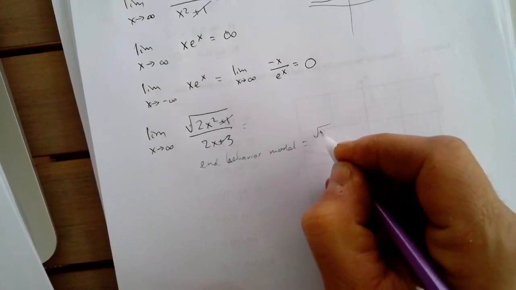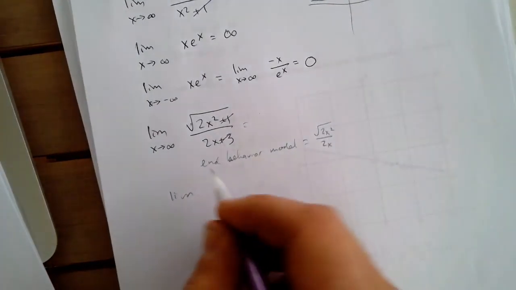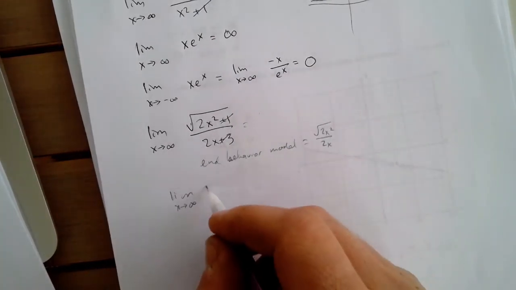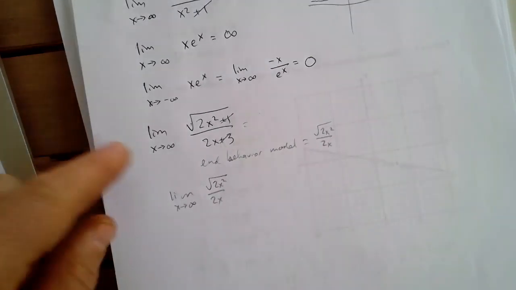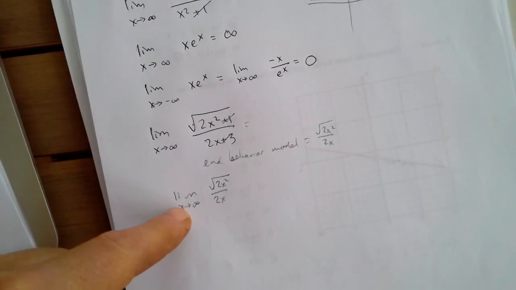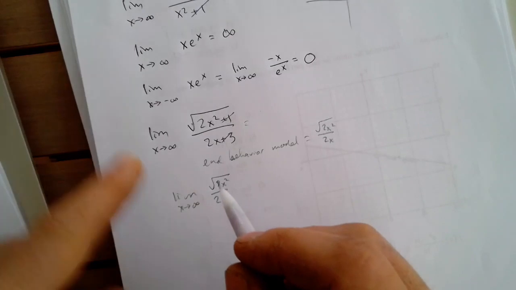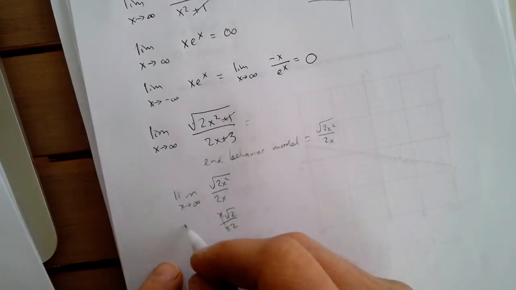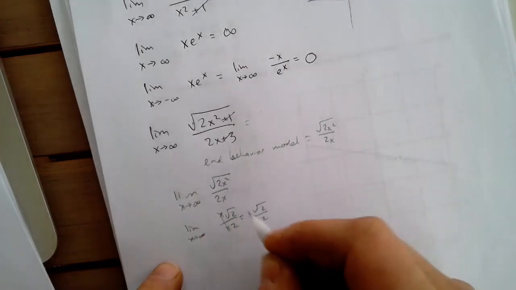I'm writing out "end behavior model" just to remind ourselves of that terminology, so next year you remember it when it's on an AP Calc. We can remember that these two are equivalent to each other. If I look at the reduced version of this, we see that the limit as x approaches infinity is just root 2 over 2 for this one. That's not the same as the actual value, but that's just saying what's happening there.